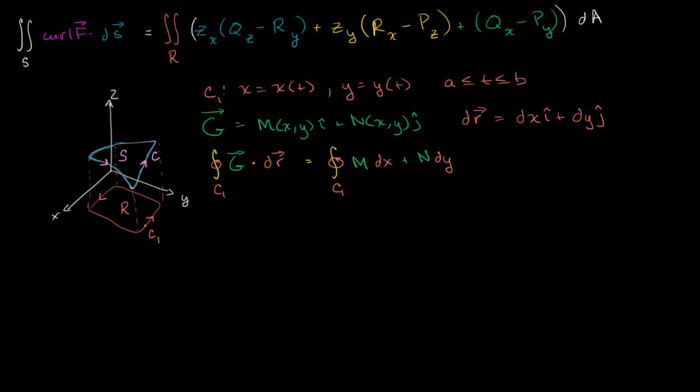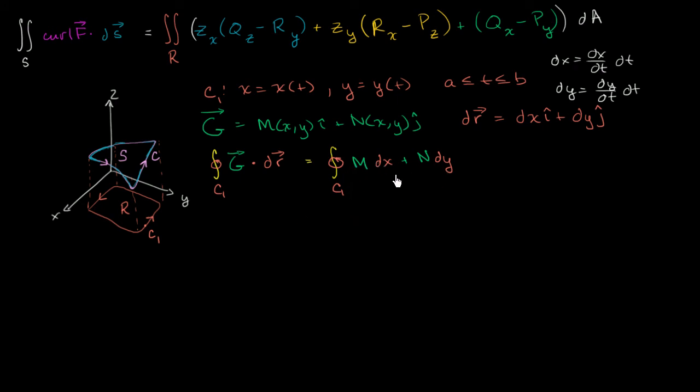Let me write it up here in a different color. dx is the same thing as dx/dt dt, the derivative of x with respect to t, dt, and same logic for y. dy is equal to the derivative of y with respect to t, dt. One way to think about it, these dt's cancel out, and you are just left with dx. And this is an important thing to think about, because this allows us to take this line integral into the domain of our parameter.